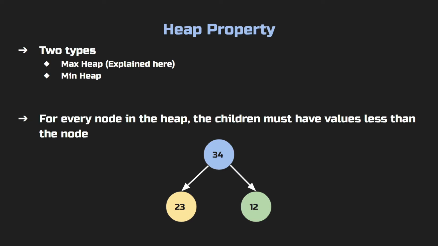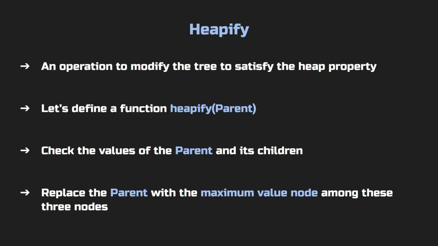which is 34. Before we move on, we need to know an operation called heapify. It is an operation to modify the tree to satisfy the heap property. Let's define a function heapify which takes parent as an argument. We will check the values of the parent and its children, and we will replace the parent with the maximum value node among these three nodes.